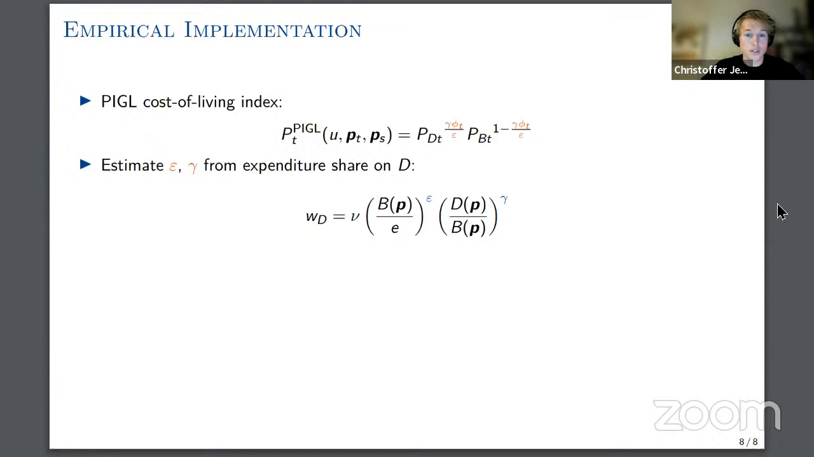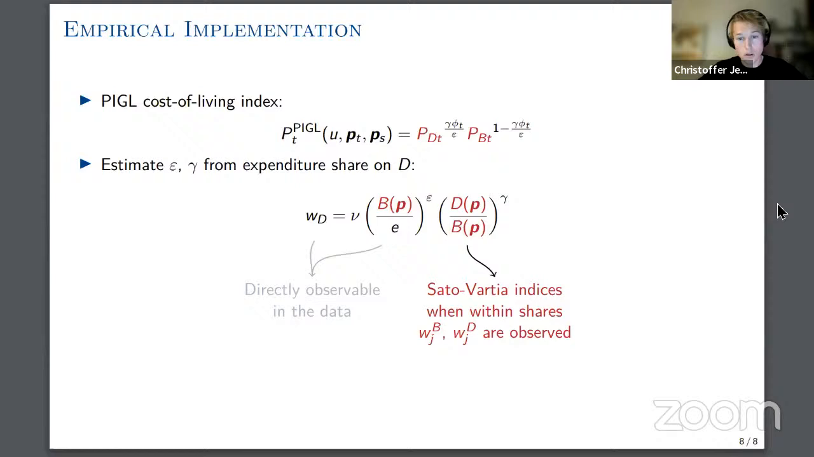And in particular, what one can observe is that the expenditure share on necessity goods, WD here, and the total level of expenditures is directly observable in the data. And given that goods are either necessities or luxuries, that is, goods are weakly separable between these two types of classification, then the two price functions D and B can be computed from observed within expenditure shares. That is, for example, the expenditure share on food at home out of total necessity spendings. And put another way, we can compute D and B directly from observed data. There's no need for estimation here.